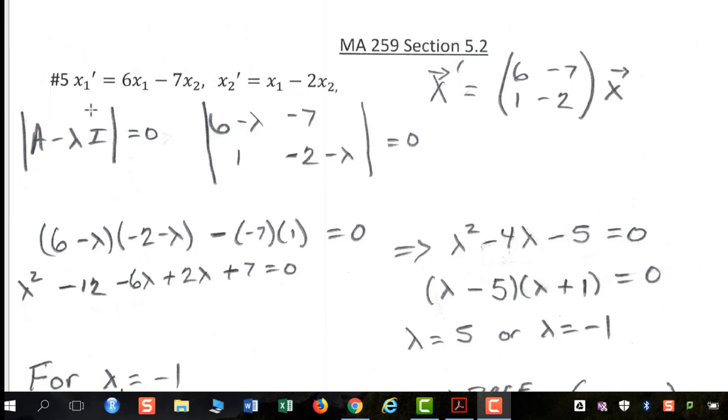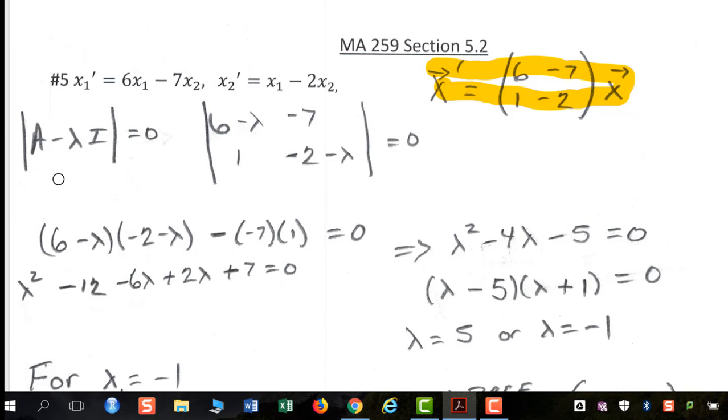So the first thing is I have the system of differential equations, the first equation and the second equation. What I've done is written those systems in a matrix form where I have the vector x prime equals this A matrix, 6, minus 7, 1, minus 2, times this x1, x2 vector.